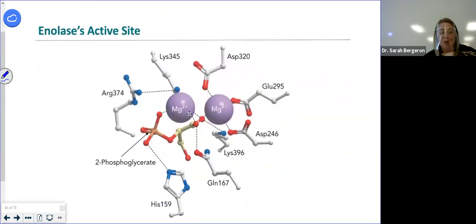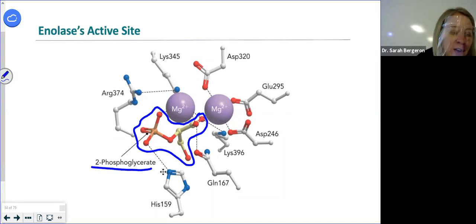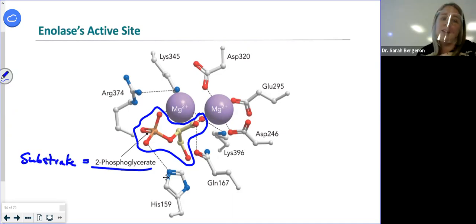So if we zoom in on our active site, what we're zooming in on are the residues that are going to interact with the substrate or interact with the magnesium ions. So here, do you see this right here? This is the substrate. Our substrate is 2-phosphoglycerate. Everything else that's a side chain is part of the enzyme. Okay.